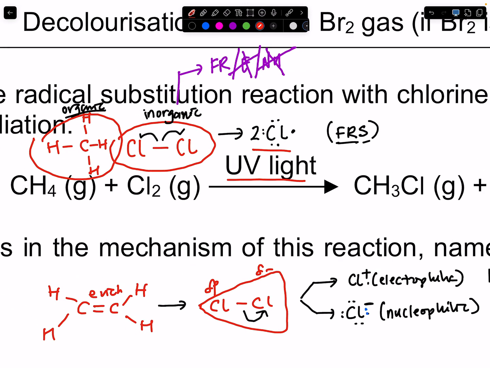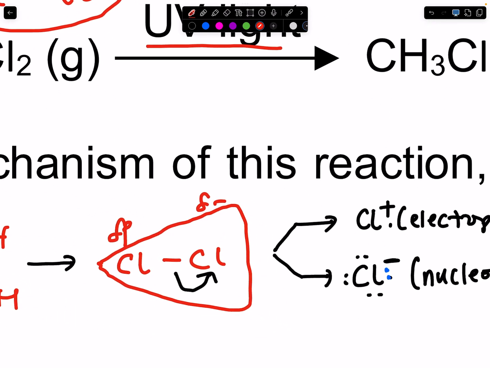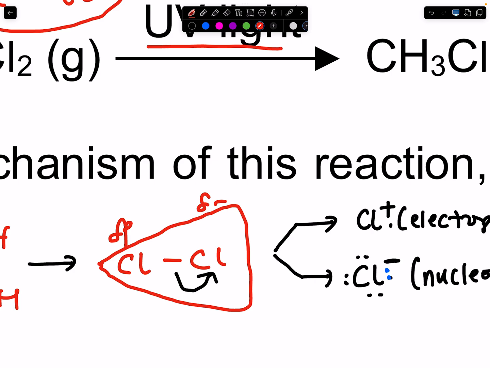Can you see that? It induces a delta plus and a delta minus. So when chlorine undergoes fission, or lysis, it undergoes heterolytic fission. The chlorine atom on the left receives 0, while the chlorine atom on the right receives 2 electrons. Because you receive differing numbers of electrons, 0 and 2, in Latin we call it hetero. So it's called heterolytic fission.